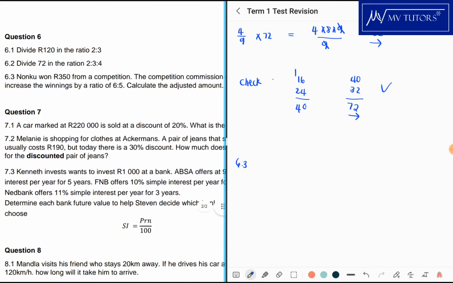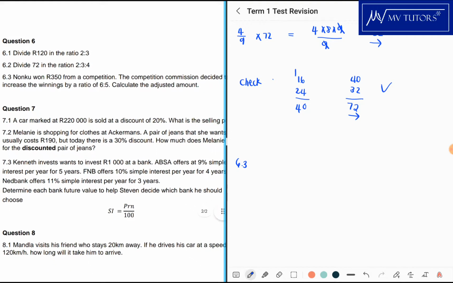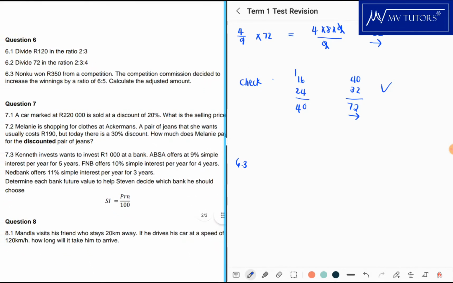Let's just make this a little bit smaller and read this question. So it says Nonku won 350 from a competition. All right. The competition commission decided to increase the winnings by a ratio of 6 to 5. Calculate the adjusted amount. Wow, that is nice of that competition commission. So we have 350, and remember, when we increase by a certain ratio, we make sure that the highest number is in the numerator and the smallest number is in the denominator. Okay, which is part of the ratio.